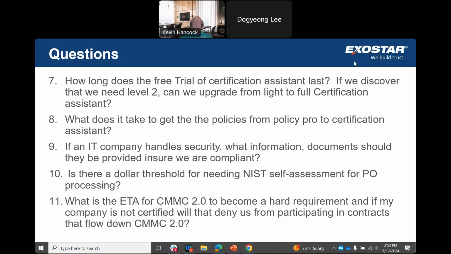What does it take to get the policies from Policy Pro to Certification Assistant? That really is just a simple download. So when you create the policies in Policy Pro, you'll have the ability to download those. I recommend that you download those to a shared drive within your organization because you'll want to create version control across these. So, if you make a change, if you get a new technology, etc., you'll want to address that in the policy. You'll want to note that, make that change, and then upload the new version to that same location.